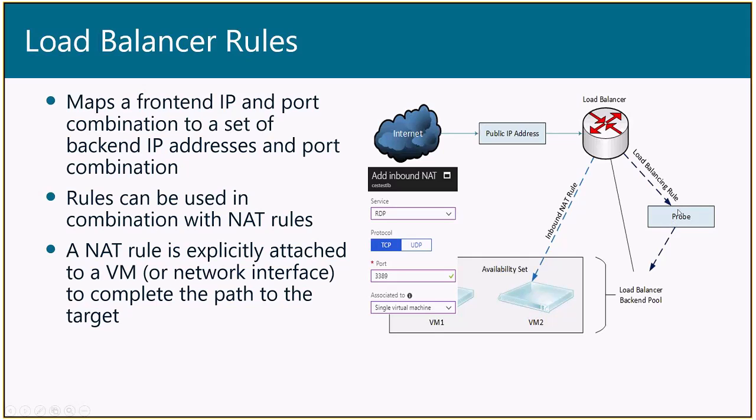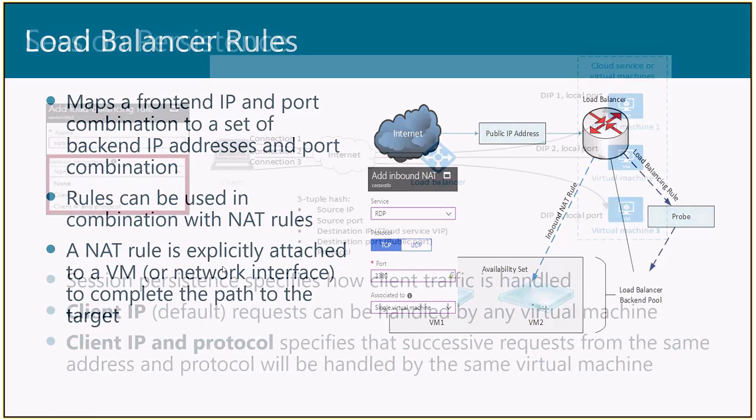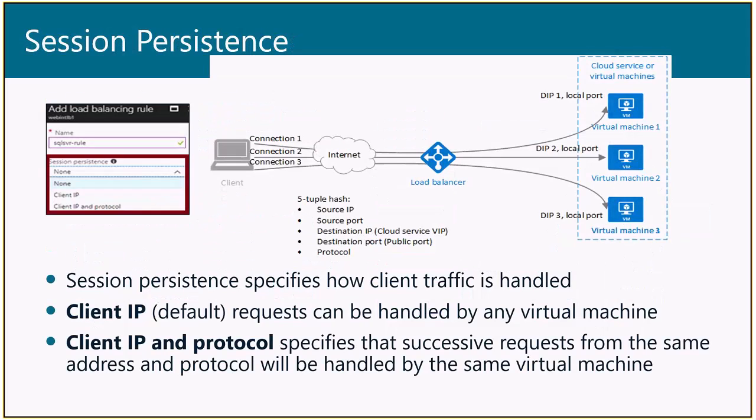If you're using a load balancing rule, it will go to the probe first. We'll talk about that. It goes to the probe to make sure it's healthy, then it goes to the load balancer backend pool, and from the backend pool it will go to the VM. Whatever is available in the backend pool, it goes to that VM. So there are a couple of ways. It depends on what you're trying to do.